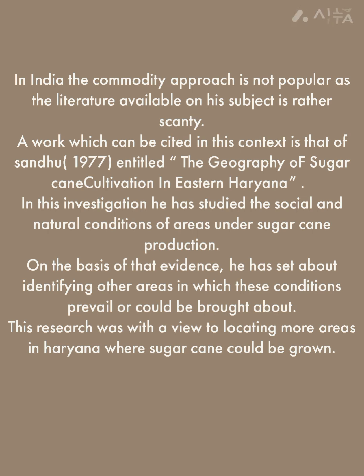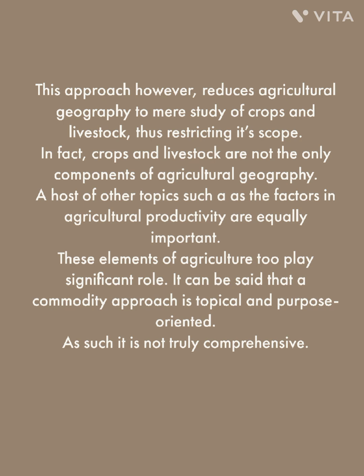Now we see that there is a drawback in the commodity approach. This approach reduces agricultural geography to a mere study of crops and livestock, thus restricting its scope. In fact, crops and livestock are not the only components of agricultural geography. A host of other topics, such as the factors in agricultural productivity, are equally important. These elements of agriculture play a significant role. It can be said that the commodity approach is topical and purpose oriented, and thus it is not truly comprehensive.